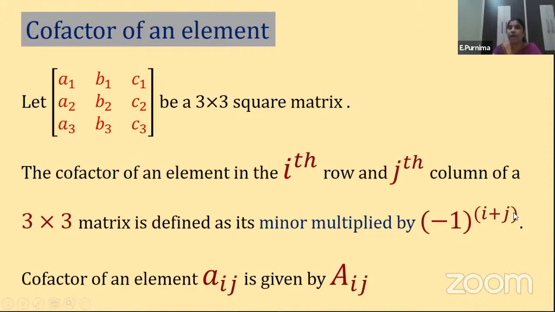-1 to the power of i plus j. And what is i? i is nothing but the row number in which the element is present. And what is j? j is nothing but the column number in which the element is present. Is it clear? We just substitute the values here.